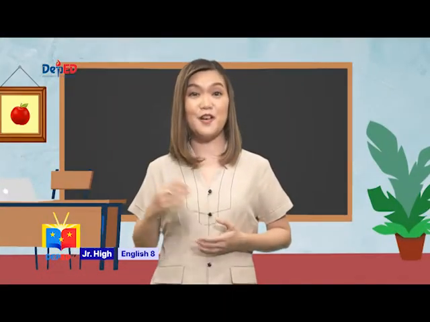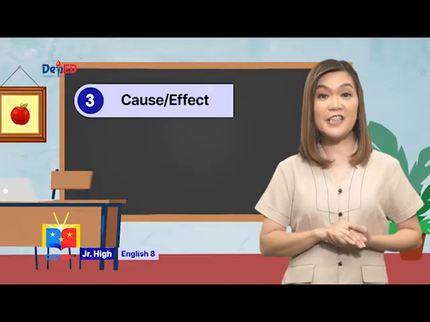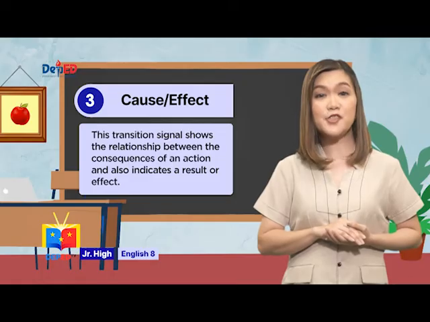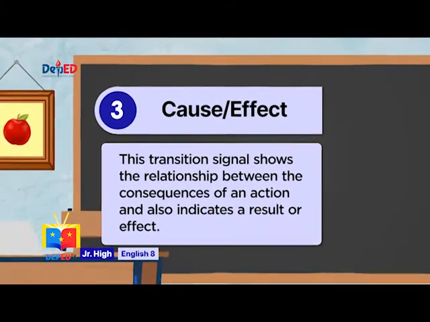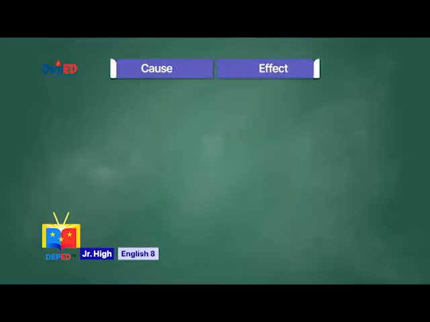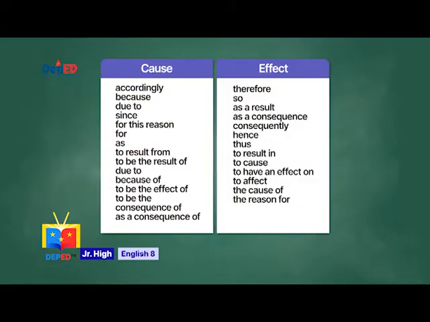Then we have cause effect. This transition signal shows the relationship between the consequence of an action and also indicates a result or effect. And here's a list of transition signals used for cause and effect.